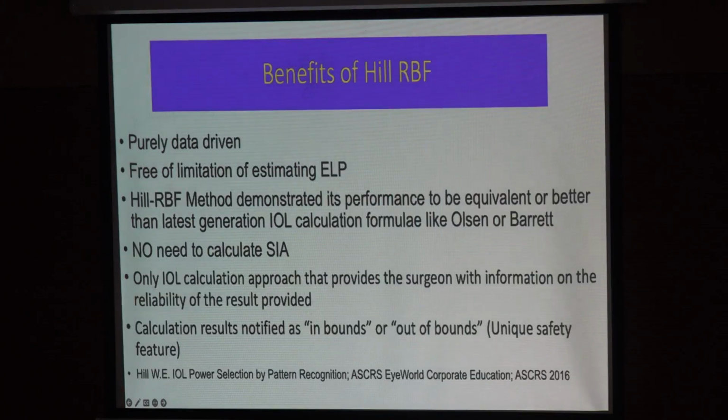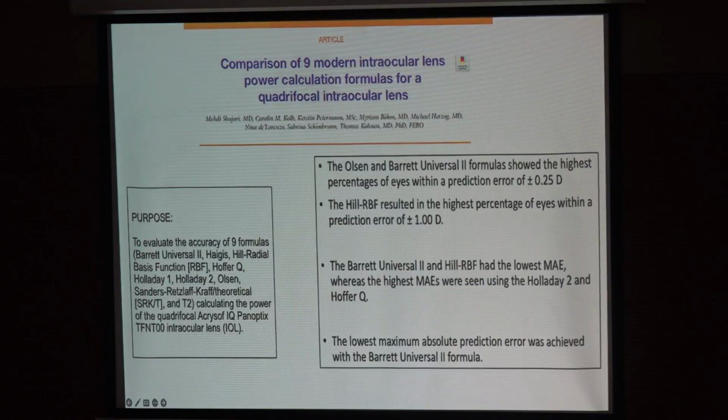So the benefits of, for example, the Hill RBF is a formula which right now is available on an instrument called LenStar. It is made by a company called Haag-Streit. So we have it, and in normal eyes, it doesn't really make so much of a difference. But of course, in eyes which are more complicated, it can help us to improve the accuracy. So there is a not very recent, but good publication on comparison of various formulas. So the ultimate thing is, which formula should I use?